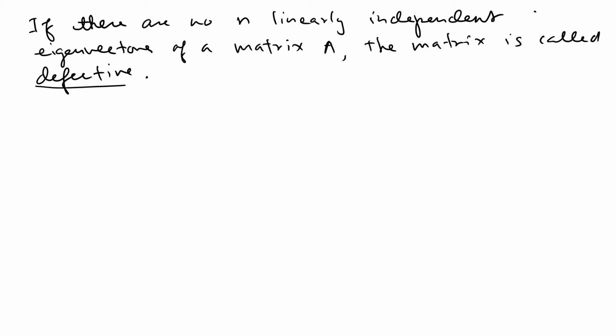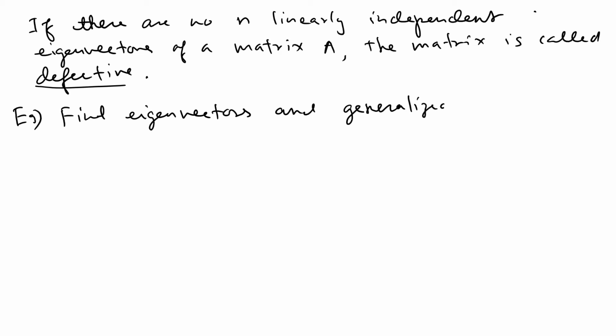Let's see how to find the eigenvectors and the generalized vectors for such a defective matrix. So let's look at this example: find eigenvectors and generalized vectors of the matrix A, which is 5 4 0, 1 0 2, 0 2 5.